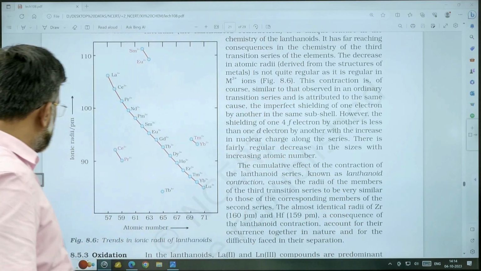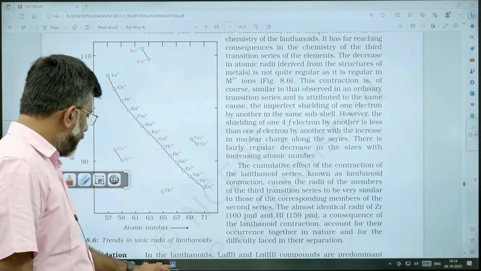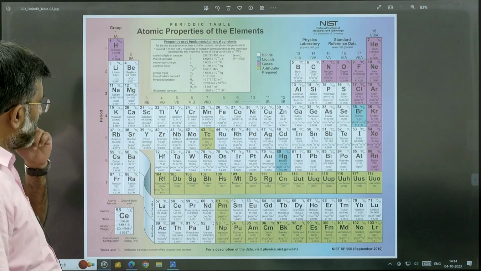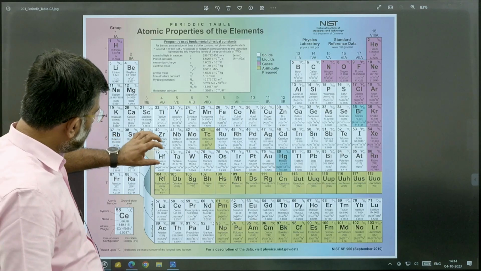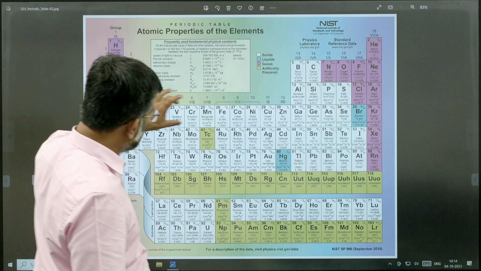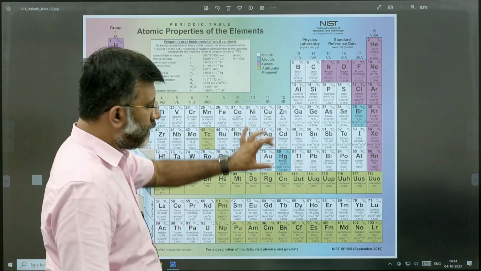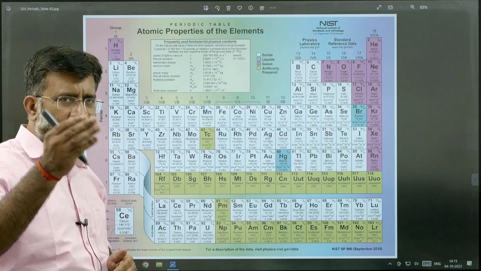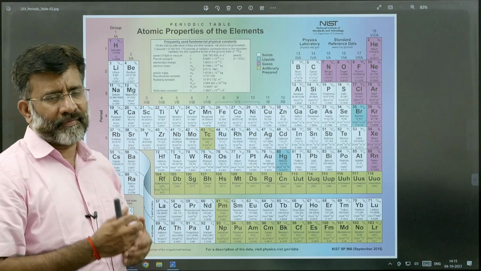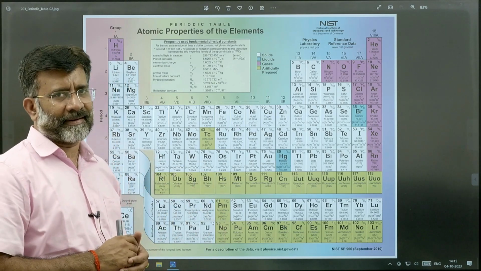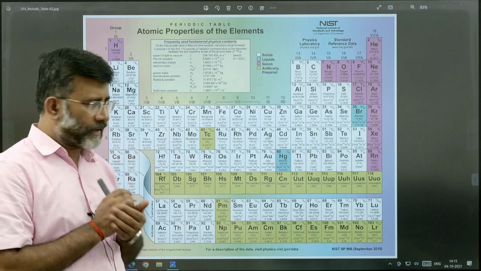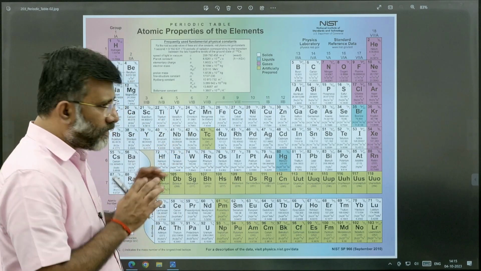Lanthanoid contraction is the basic reason why the atomic size of the 3D series, 4D series and 5D series is considerably different. We have discussed that a few minutes back in the class. The size of this and this are considerably different, but the size of this and this are very close.